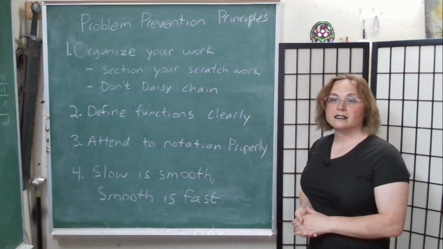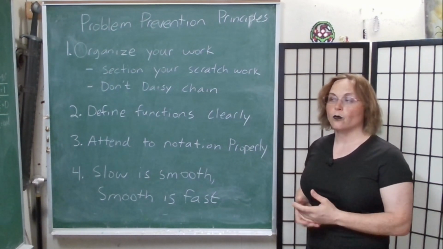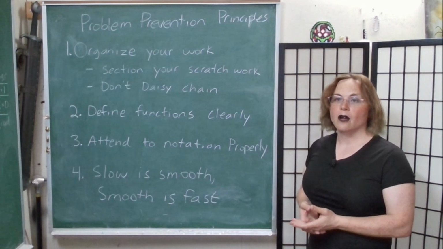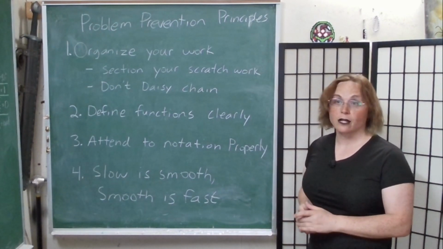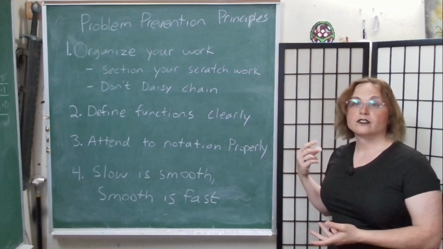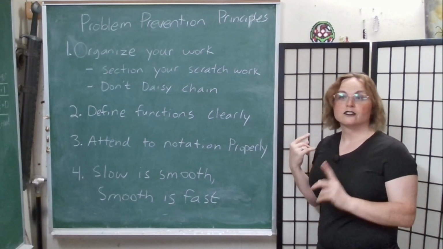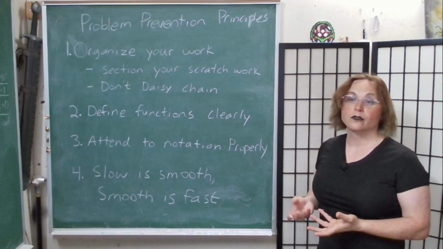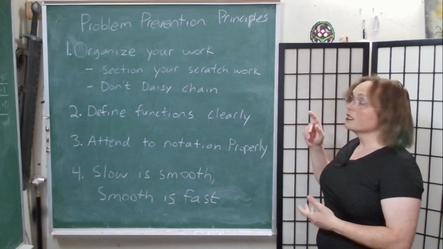So now that you've gotten to see some of the formulas that we use in order to make it a little faster to take a derivative, you've probably also seen how it can get a little complicated with some of the algebra. So what we're going to talk about are some of the problem prevention principles, try to say that 3 times fast, that will help you prevent errors while you're working through your calculus. First thing is organize your work.